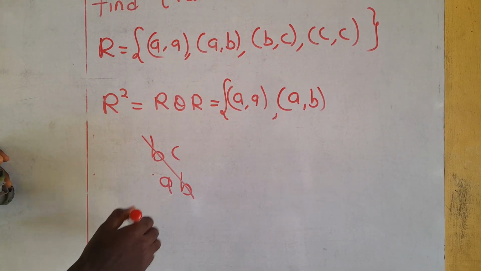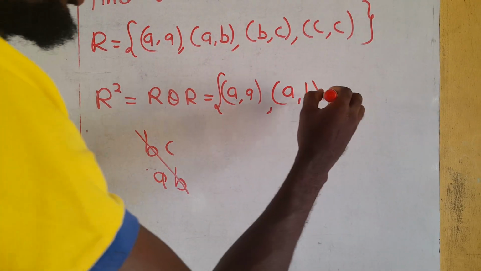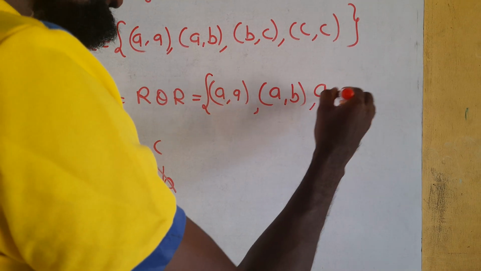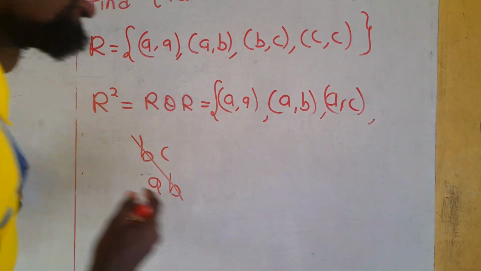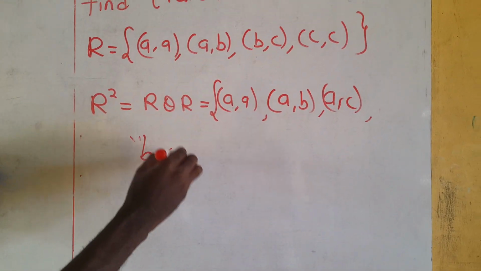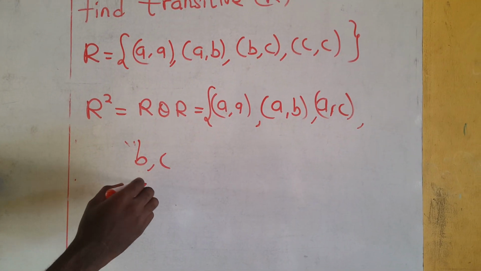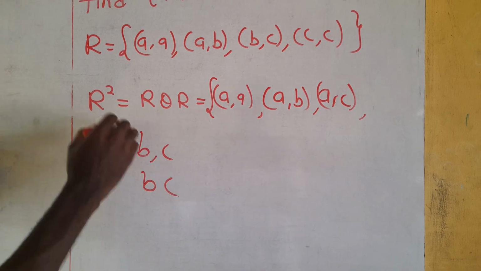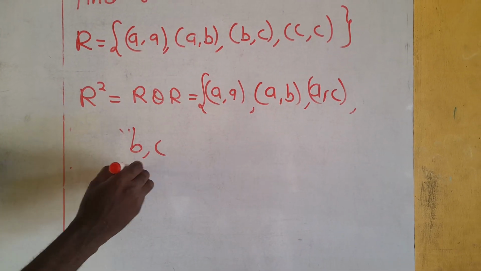So you see that this relates this. We have the relation AC. So we have AC. Now we take BC against BC itself. It doesn't. We have BC against CC.